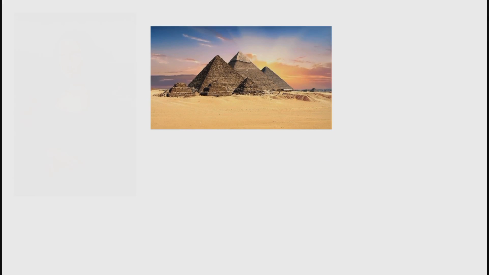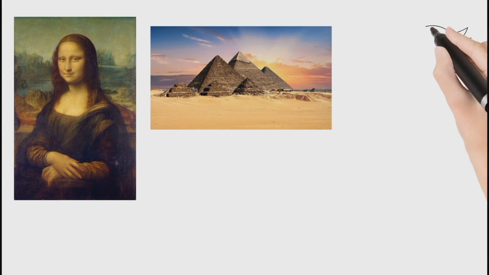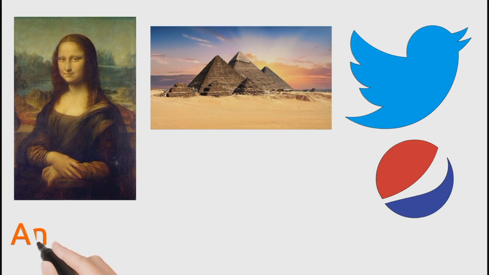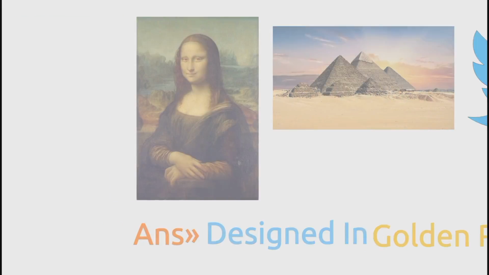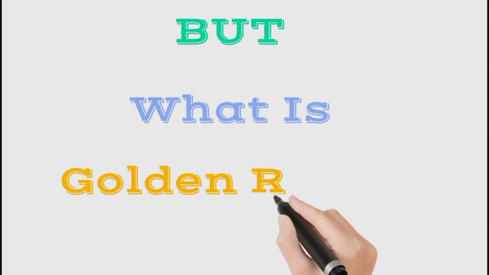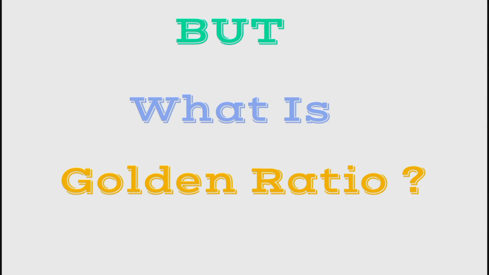What do the pyramids of Giza and Da Vinci's Mona Lisa have in common with Twitter and Pepsi? Quick answer: they are all designed using the golden ratio. But what is the golden ratio? This guide is here to explain all.